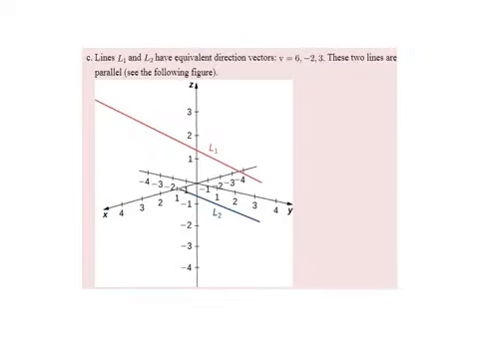For part C, the lines L1 and L2 have equivalent direction vectors. As you can see from the equations of the lines, they have direction vector (6, minus 2, 3). When the direction vectors are equal, the lines L1 and L2 are said to be parallel. So these lines are parallel, and it is drawn in the figure elaborated below. So they don't have a common point.